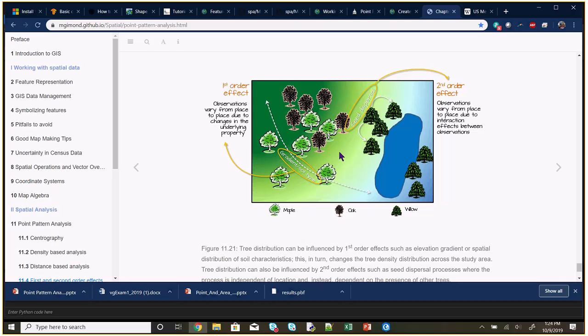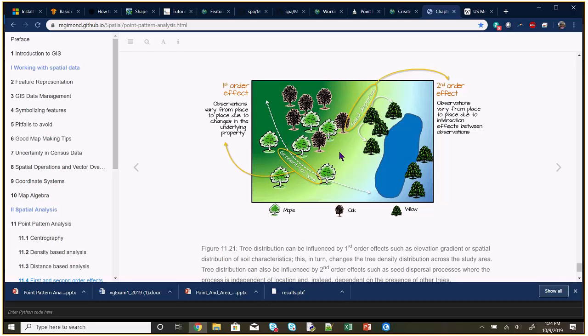Did I already say this? I feel like I already said this. We could do a dissolve on the tree type and get the average distance to water for each tree type. So we'd run the near tool and then a dissolve, and we would get the average distance to water for each tree type, and then we could find out if that was significant.